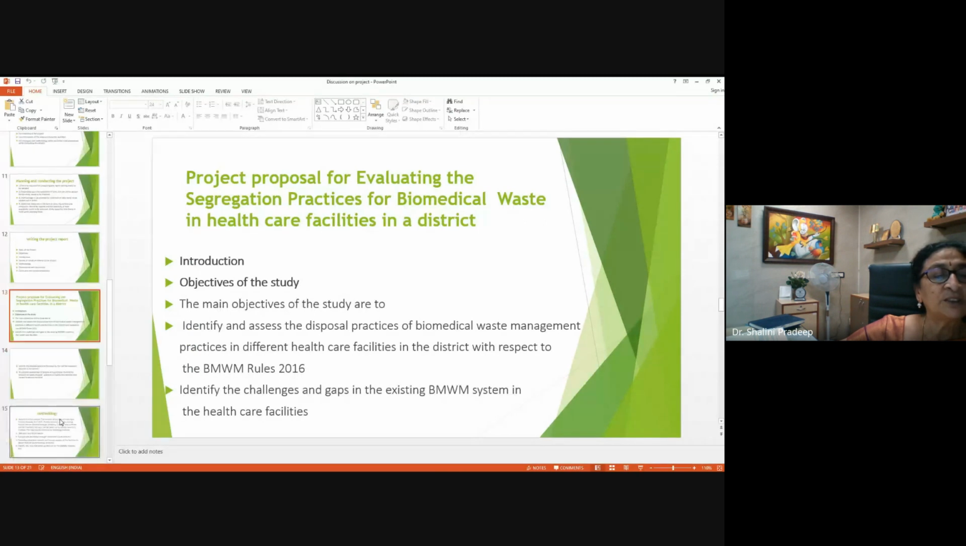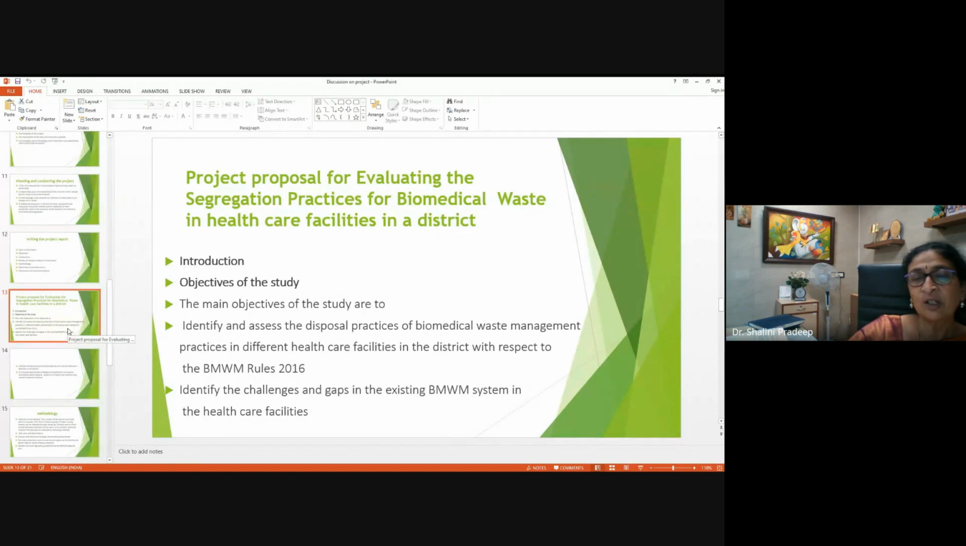So this is what was suggested, because you all are in certain states where you are working in hospitals and healthcare facilities. You can evaluate the segregation practices in your district.